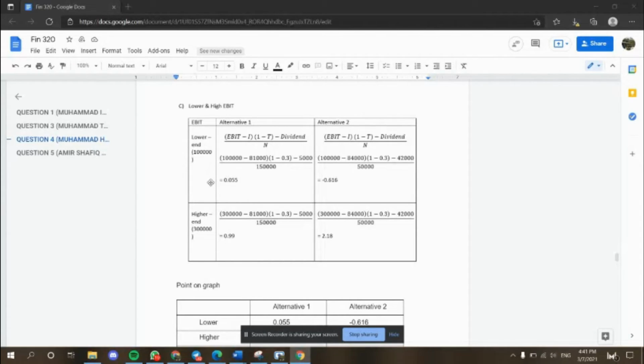The value for the lower ends of the two alternatives is 0.055 and also negative 0.616, while the higher end for both alternatives is 0.99 and 2.18.